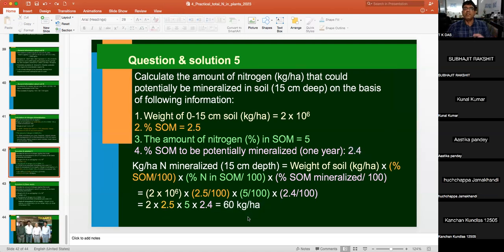So 60 kg nitrogen can be released by the organic matter in 1 year. So this is potentially mineralizable nitrogen or readily oxidizable nitrogen. You can see how you can calculate it.